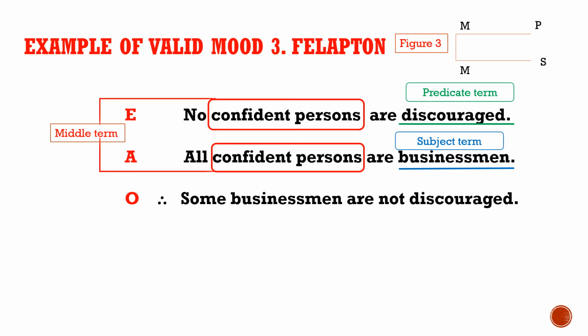This categorical syllogism does not violate any rules of syllogism. So it is the valid mood and it is called Felapton, the EAO combination.